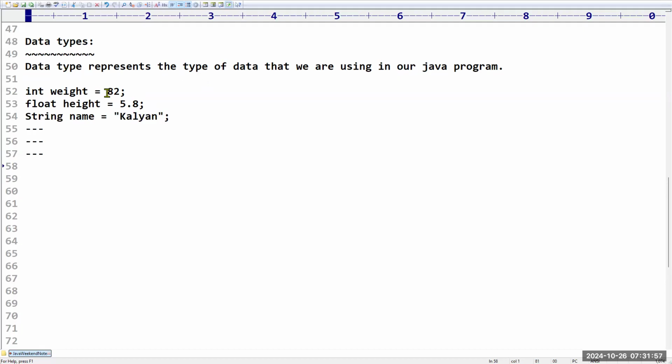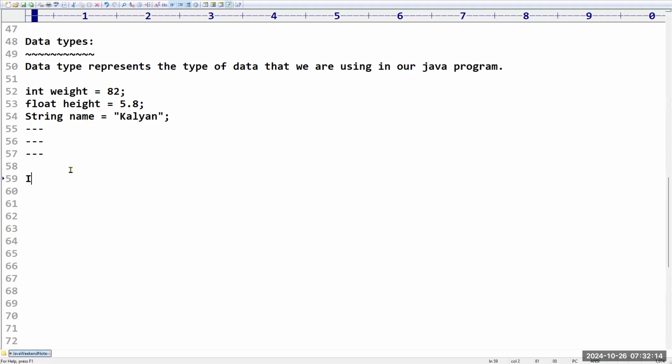So what is meant by data type? Data type represents what type of data we are going to store. It is always represented by data types. Sir, how many data types are there? How to explore that? That part we are going to discuss.